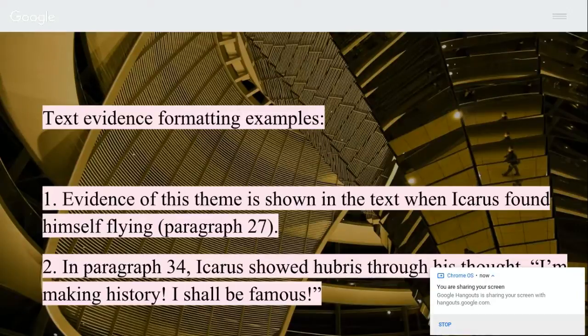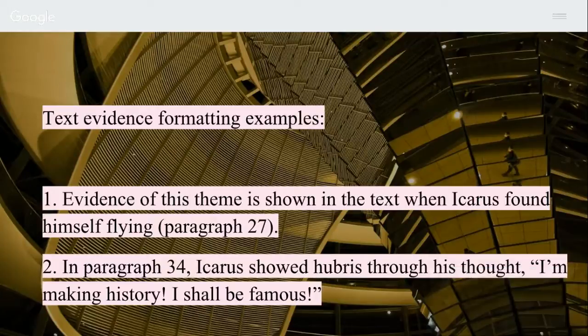There are two ways that you can format your text evidence for me. You can either do like example number 1 and write your statement and then put in parentheses what paragraph it's found in, or like example number 2, you can actually write in paragraph 34 or in paragraph 27 or wherever you found it, and you can use that in your writing and not have to use parentheses. It's really up to you.